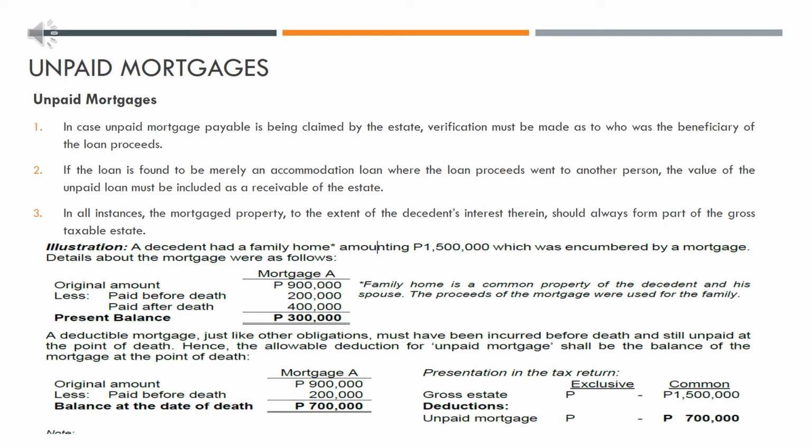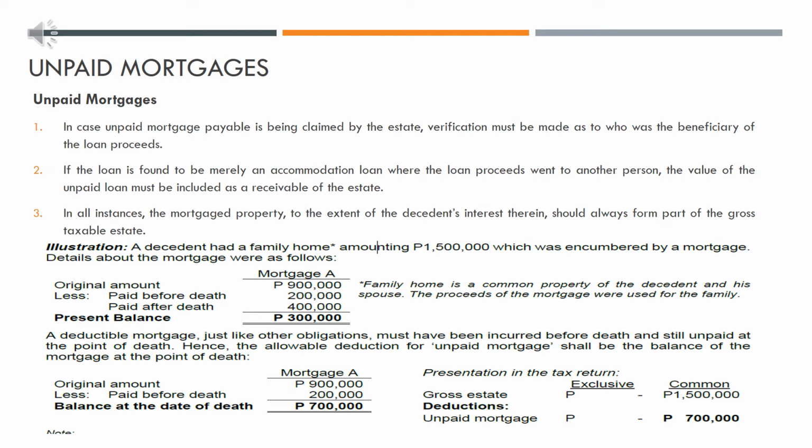Para maging deductible mortgage, just like the other obligations, it must have been incurred before the death and still unpaid at the point of death. So, at the point of death lang. Okay? Yung mga after-death payments, hindi yun pwedeng i-deduct. Ayan. So hence, the allowable deduction for unpaid mortgage shall be the balance of the mortgage at the point of death. So yung original amount is 900,000, right? Therefore, yung binayad lang before the death is 200. So therefore, the balance at the date of death is 700,000 pesos.